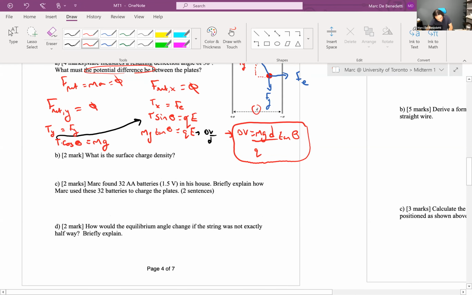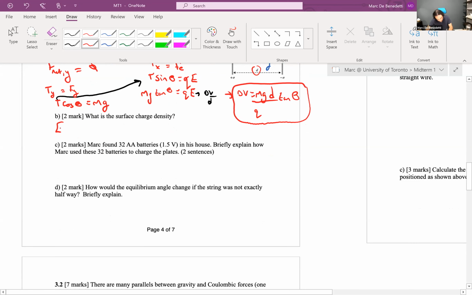So here we use the coupling of the two valid equations. So Q over epsilon naught A is going to equal delta V over D. We have delta V from the previous question. We have D stated in the question, 5 centimeters. However, we don't have the area of the plates, and we don't have the charge of the plates. However, they're not asking for charge, they're asking for charge density, Q over A.